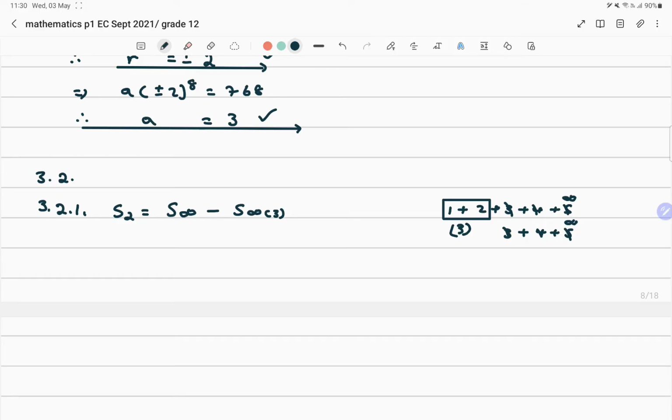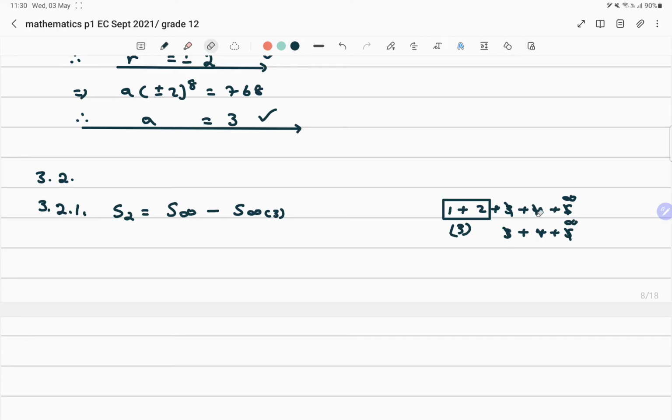Right? If we are only looking for the sum of the first 2 terms, we'll just take that one and subtract this one. These terms subtract, and we're left with that. So this is why that thing will work. Okay? This is why that thing will work.